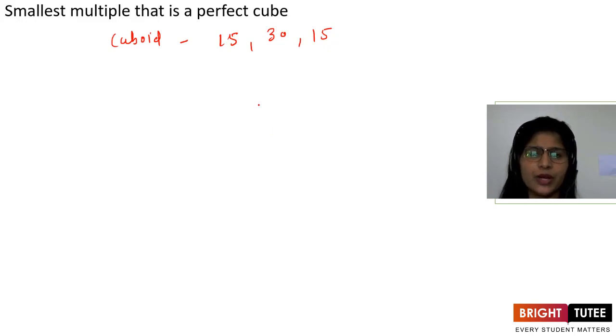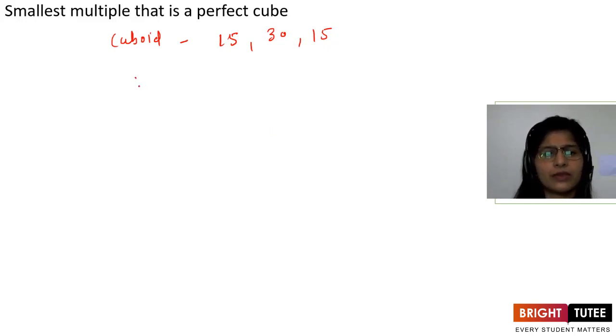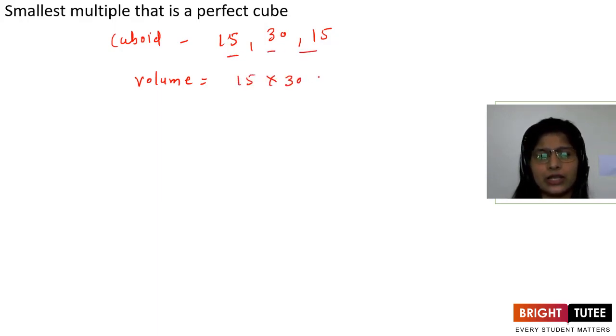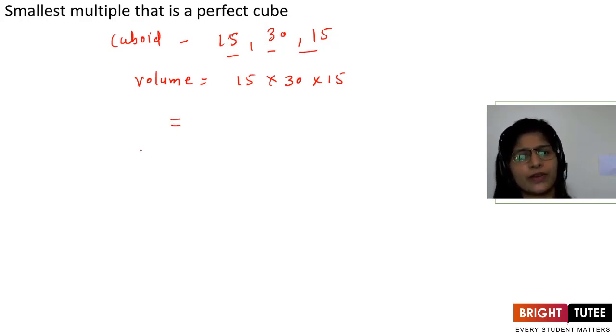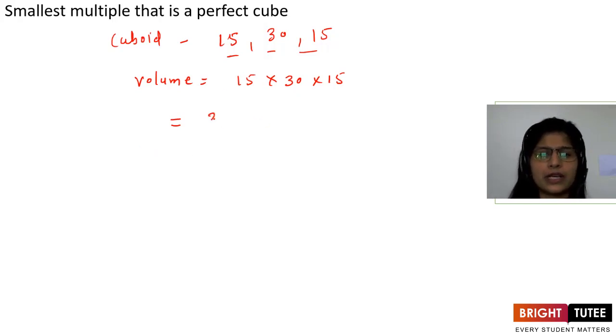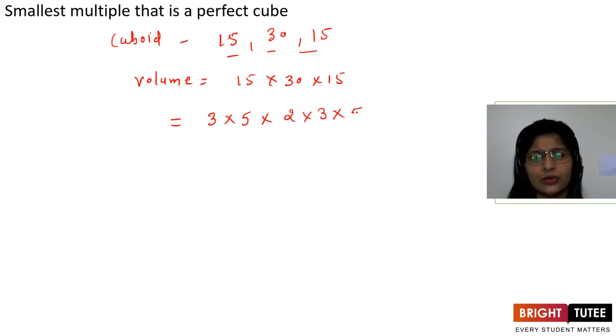Okay, so what is the volume of it? What will be the volume that we know? It will be length, breadth and height. So 15 into 30 into 15. Okay, so let's see, because we have to make a perfect cube, the product should also be a perfect cube. Now 15 can be written as 3 into 5. Okay, 30 can be written as 15 into 2, or in prime factorization 30 can be written as 2 into 3 into 5. 15 is 3 into 5.